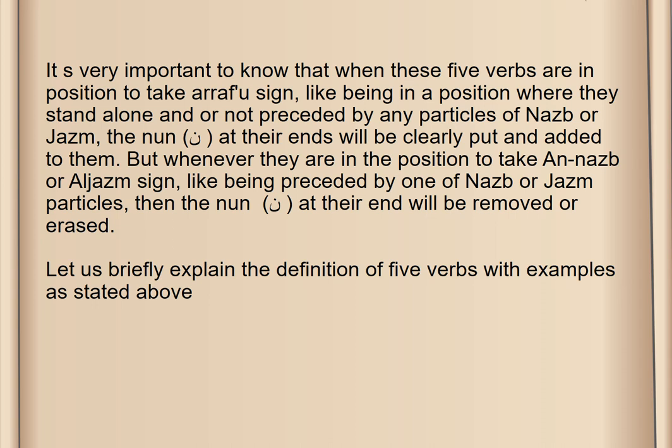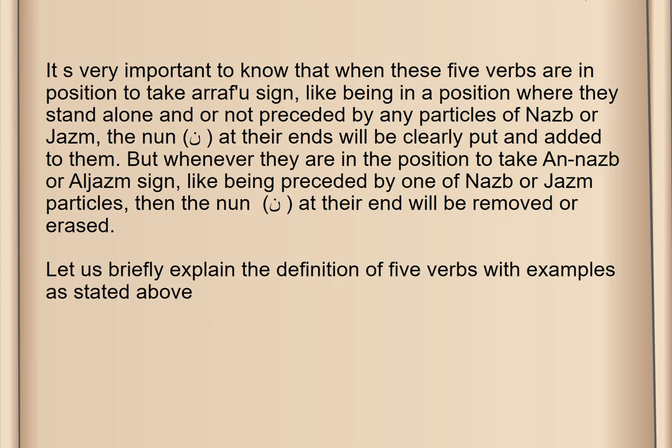It is very important to know that when these 5 verbs are in position to take a rafu sign, like being in a position where they stand alone and are not preceded by any particles of nasb or jazm, the noon at their ends will be clearly put and added to them. But whenever they are in the position to take a nasb or a jazm sign, like being preceded by one of the nasb or jazm particles, then the noon at their end will be removed or erased.